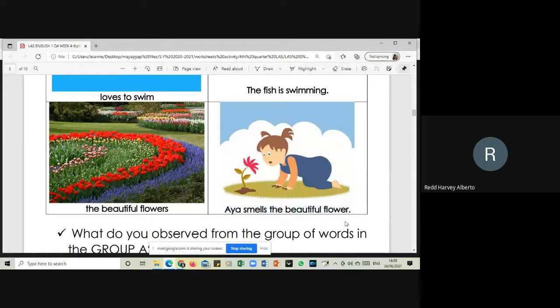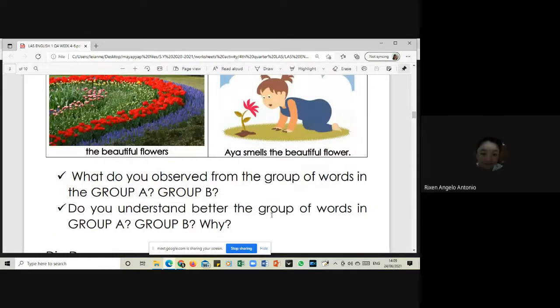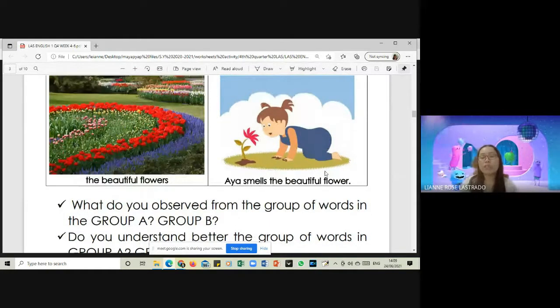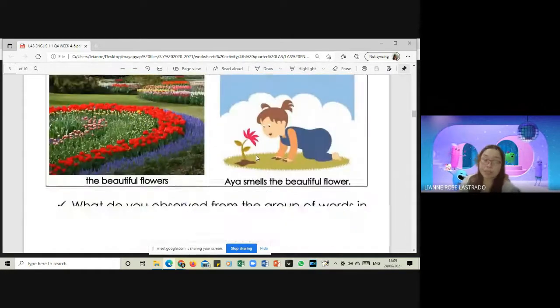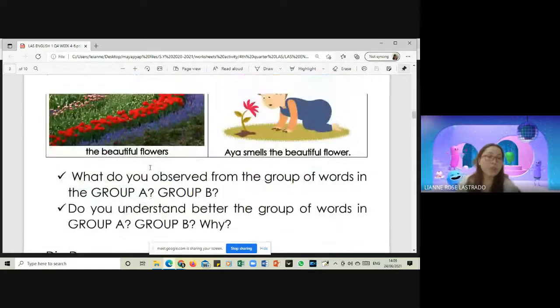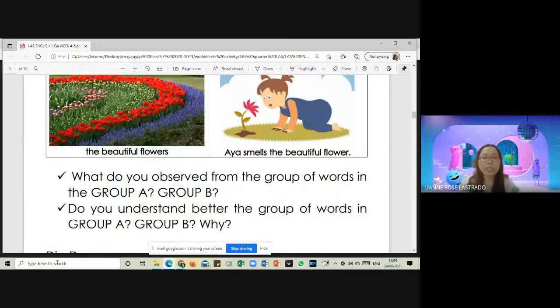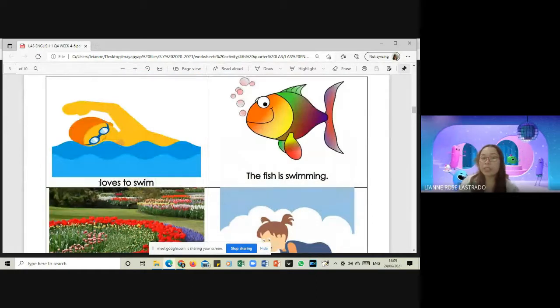Group B is a sentence. Okay. Group A, sentence. All right. Very good. So the words here in group B are called sentences. Now, do you understand better the group of words in group A? Do you understand this group of words?